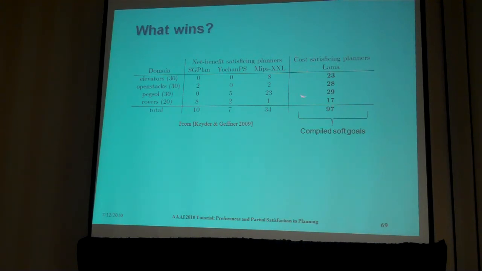But this is Llama, the winner of the cost satisficing planners in the competition, and when you use this compilation, it actually does quite well. It gives you 97, which is a big increase. This is, by the way, just a count of the number of problems in which all of the planners found a solution. So this is the count of the winnings, not whether they solved it or not.